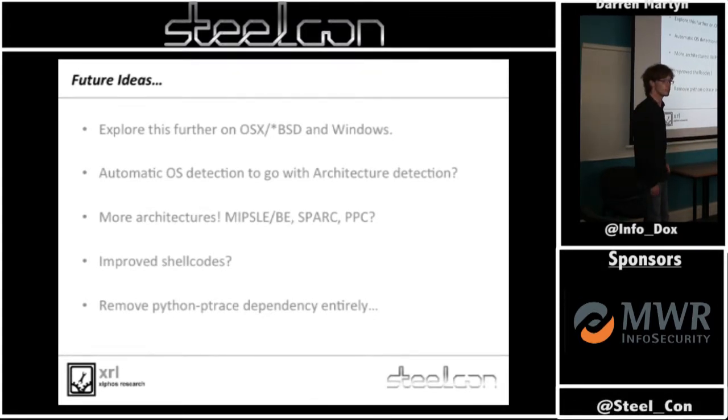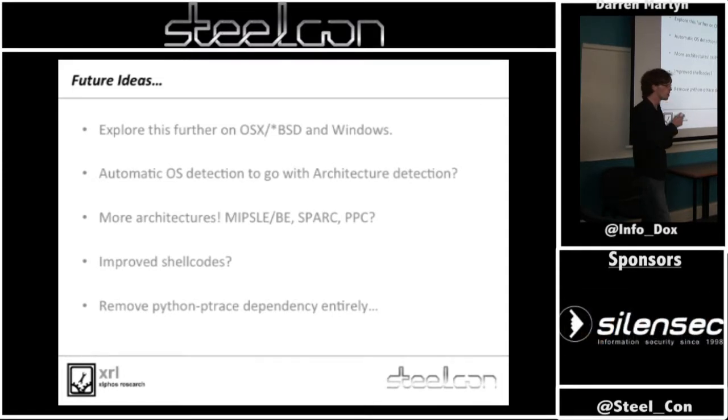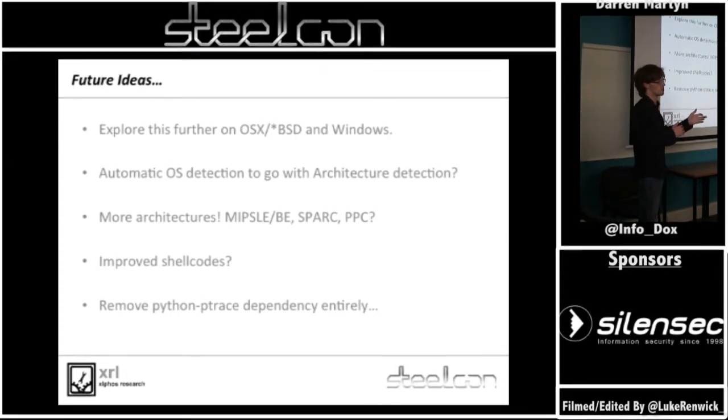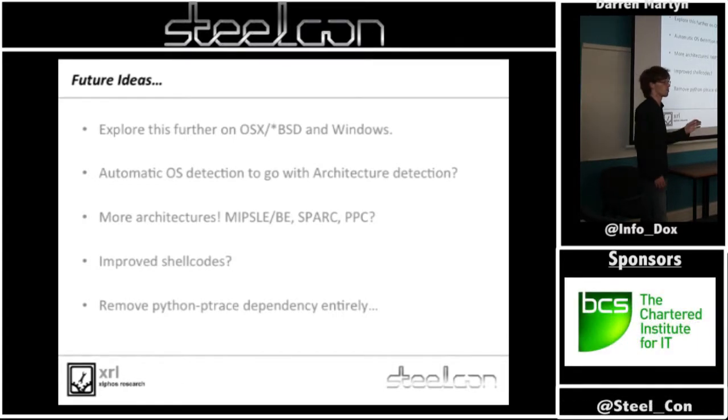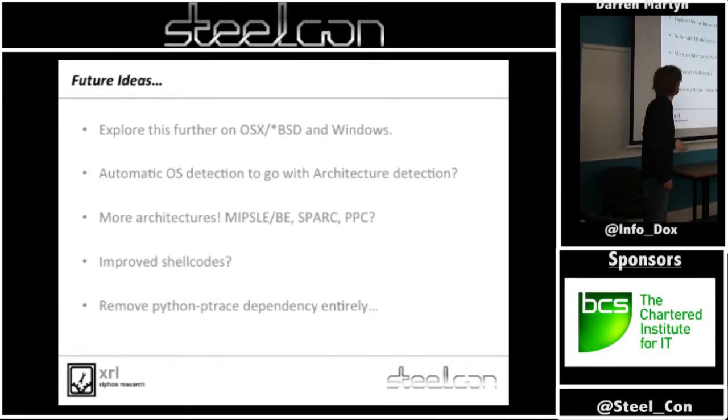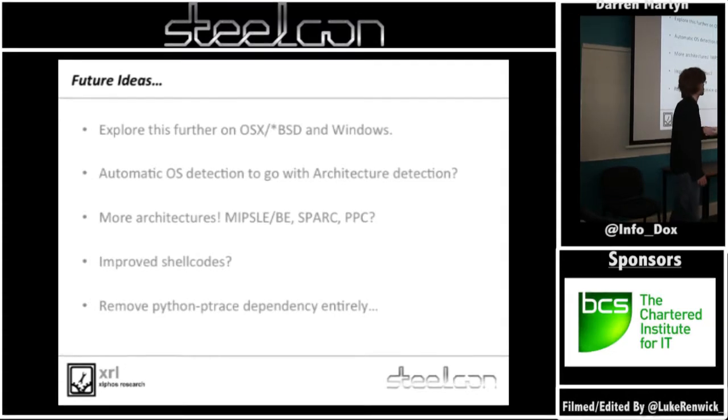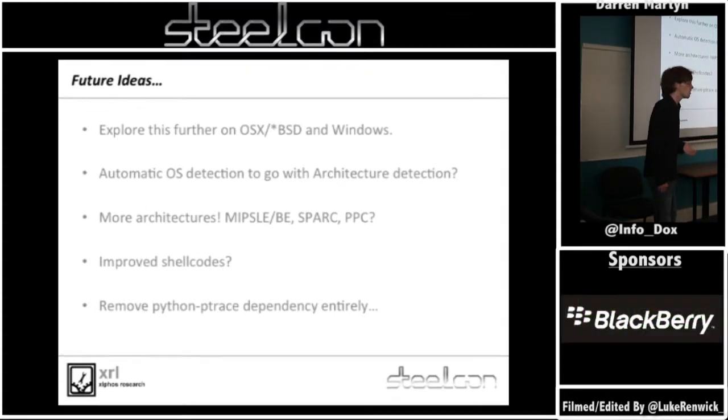Solaris. Which Solaris? It probably will. It's fine. Yeah, Solaris is ptrace, right? Yeah, Solaris would be fun. So for automatic OS detection, you just have one script that's like 1,000 lines long and has every operating system known to humankind in it and every architecture. And then, automatic OS detection maybe. More architectures, MIPS, little endian, big endian, SPARC, PowerPC, what have you, all of them.